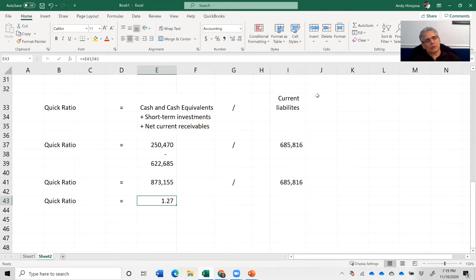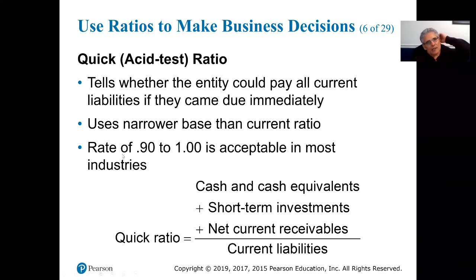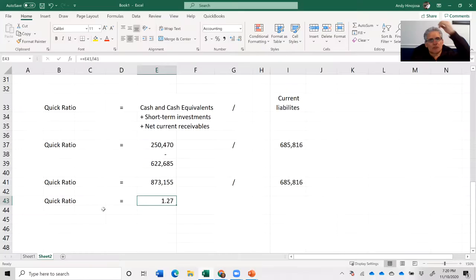Like I mentioned to you in the slide, we're going to scroll down to where we are. Quick ratio: a ratio of 0.9 to 1 is acceptable in most industries. So we're at 1.27. We're definitely pleased that this is higher than 0.9, and definitely pleased that it's higher than 1. What this suggests to me is that even if Under Armour doesn't sell one more product, it will still be able to meet its short-term obligations. It can go a year without selling anything and still survive.